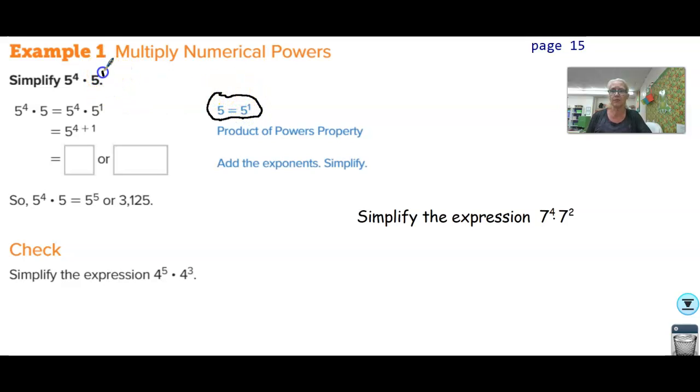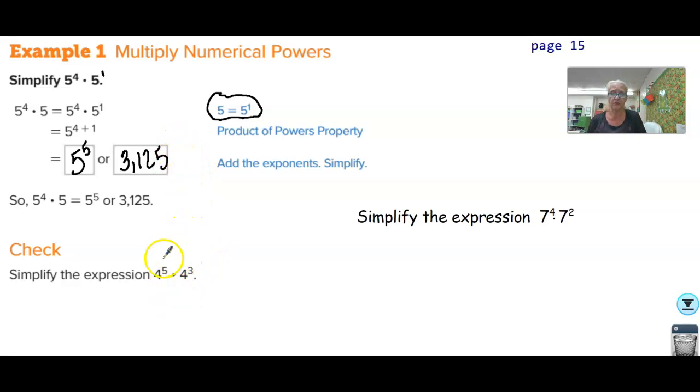Oftentimes students will misunderstand and think that the exponent must be a 0. That's not the case. If it doesn't have an exponent, the exponent is 1. So we can add these two exponents together because there are like bases. The bases are both 5. So we have 5 to the 4 plus 1 power, which is 5 to the 5th power. If you want to get really fancy, you can figure out what 5 to the 5th power is equal to, but I normally won't ask you to do that.